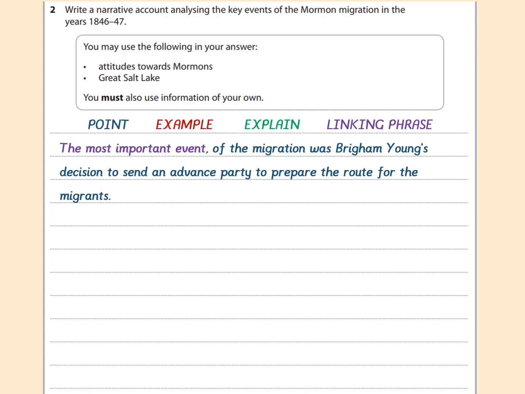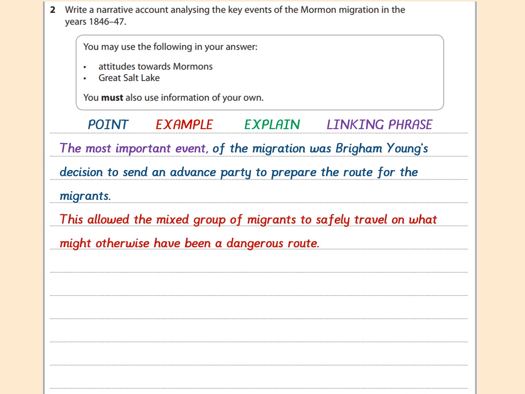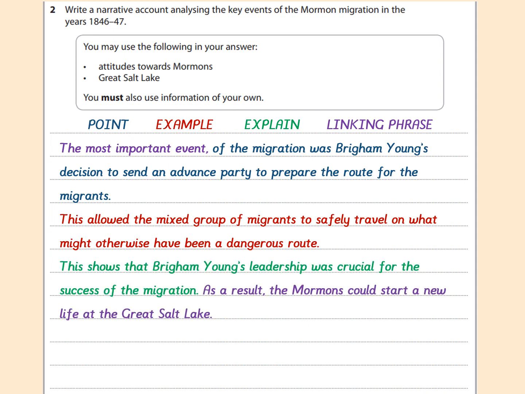The most important event of the migration was Brigham Young's decision to send an advance party to prepare the route for the migrants. This allowed the mixed group of migrants to safely travel on what might otherwise have been a dangerous route. This shows that Brigham Young's leadership was crucial for the success of the migration. As a result, the Mormons could start a new life at the Great Salt Lake.